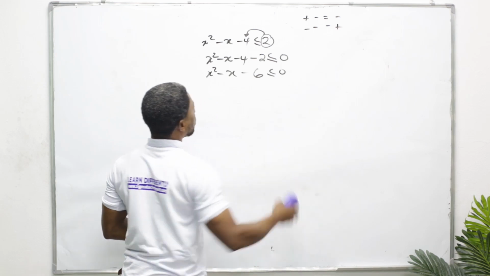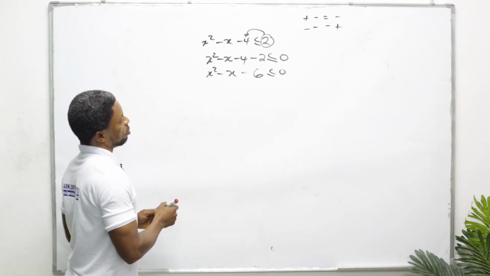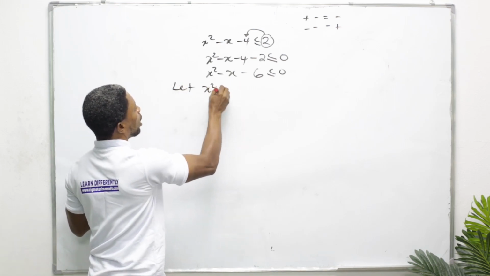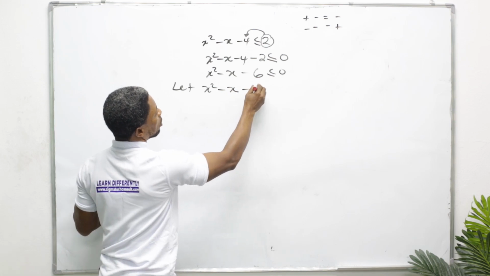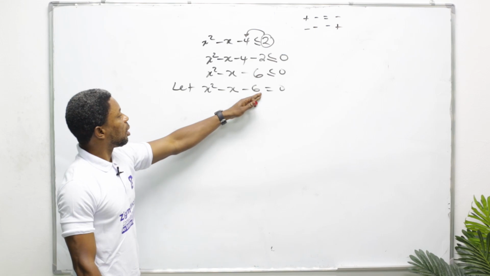So at this point in time, you now have a quadratic equation to be factorized, because this is factorizable. So I can just say let x squared minus x minus 6 equals 0. So I can factorize this. How do you do that?